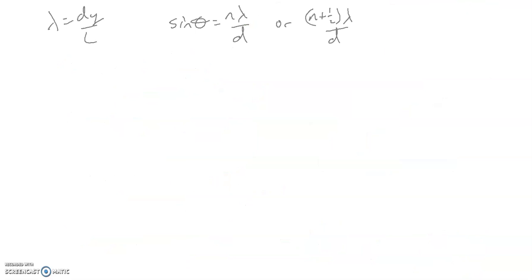Okay, so we have a couple of main expressions going on. The first one, lambda equals dy over L, is the basic Young expression that comes out of the experiment to calculate wavelengths and stuff like that. Then we've got the sine thetas for the geometry and the angles that they go off at. You've got n lambda over d for maximums, and n plus a half lambda over d for minimums, because you want that extra half wavelength to get them to cancel out. So let me show you how this all ties together and how it works.